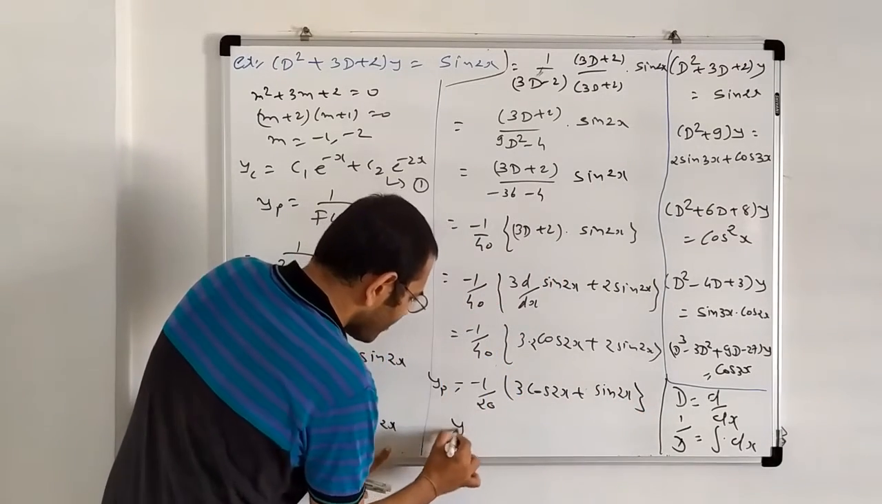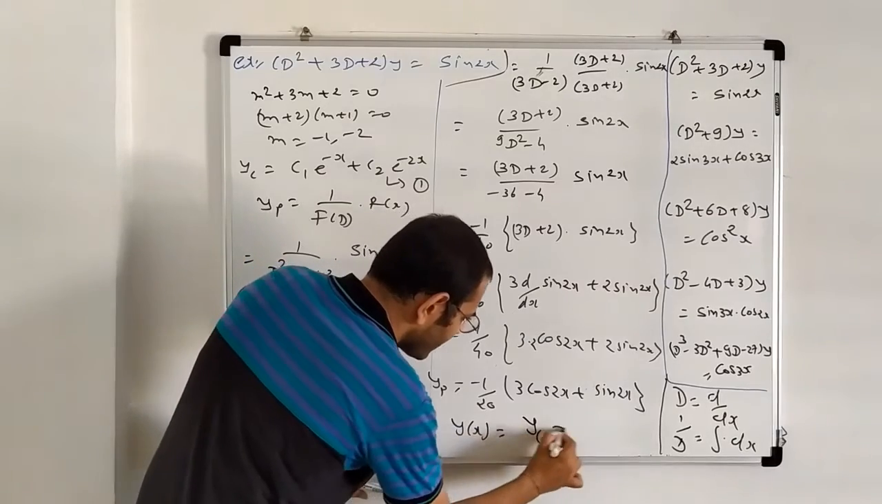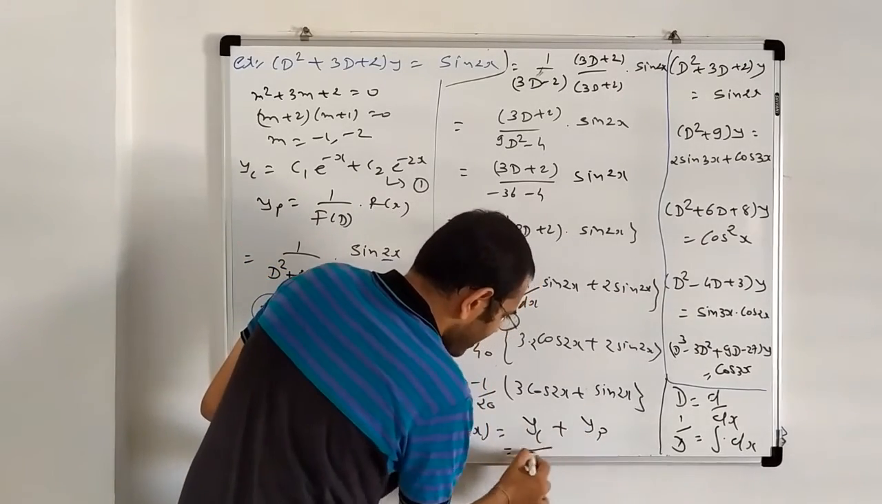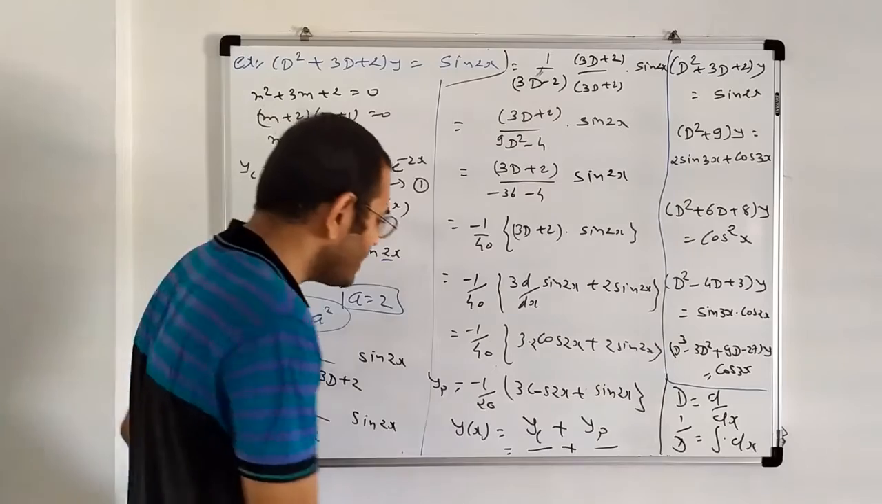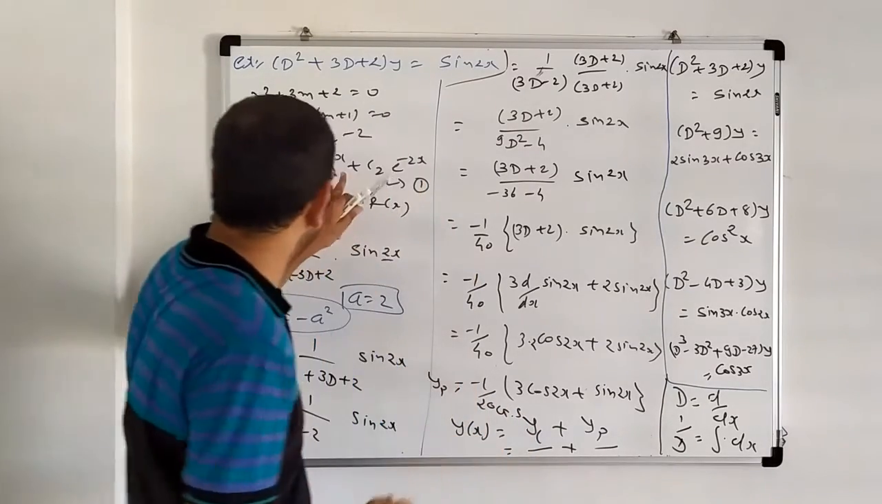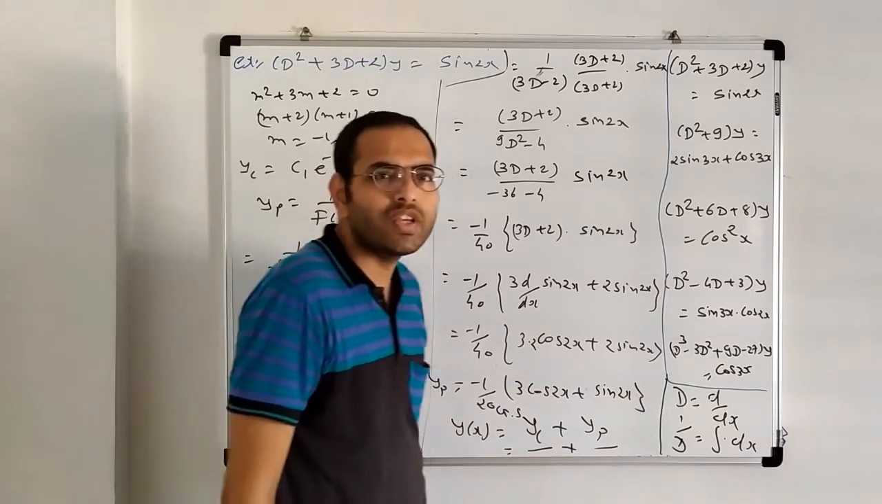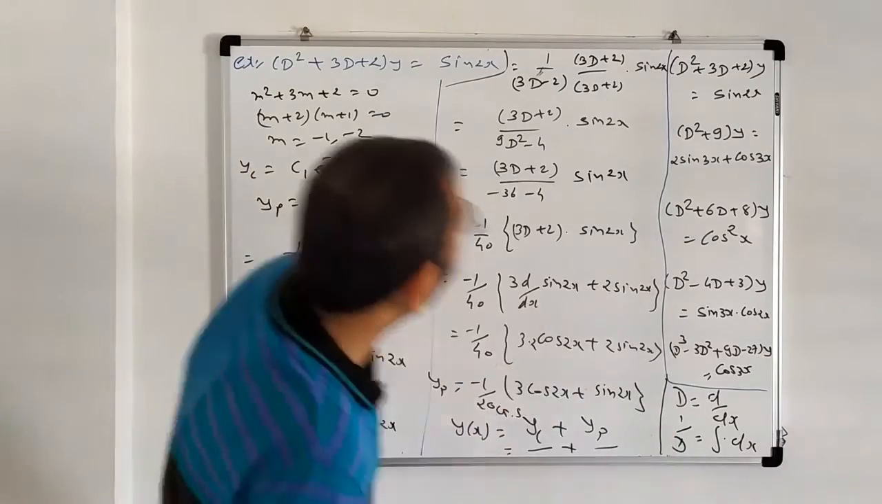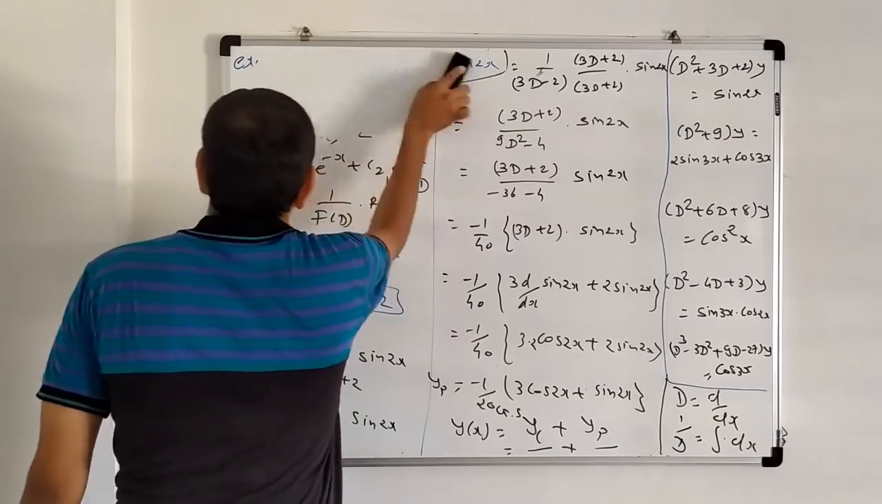That is our yp. Then the general solution is yc plus yp. Then substitute the values of yc and yp. Substitute the values of this and this in this equation. Let's understand one more example.